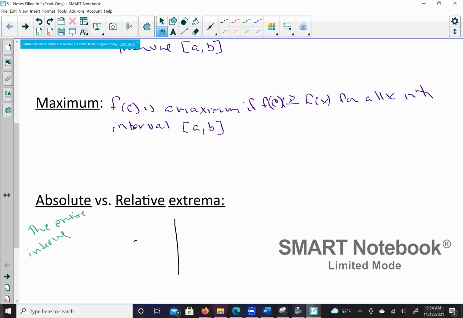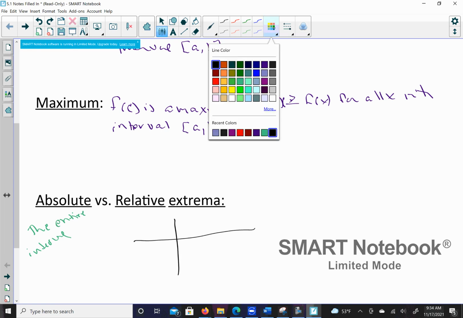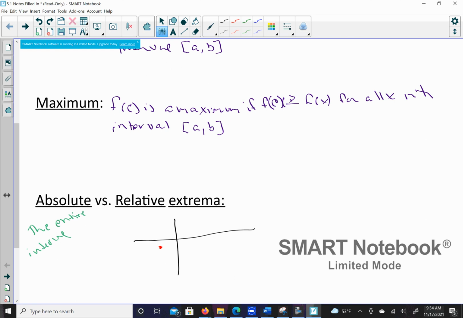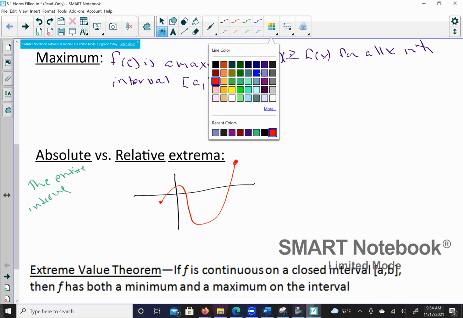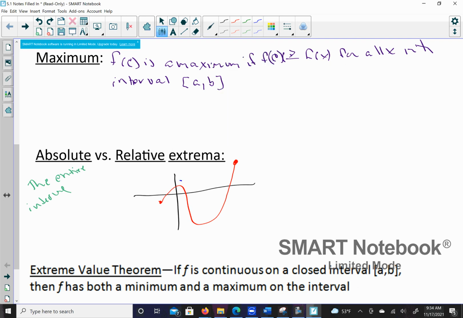So I'm going to think of this graph here, and I'm just going to draw a graph. Let's say I start here. We'll make a closed interval. I go up and I go down, and then I go up again, and I stop here. A relative extrema is those bumps. So if I talk about a relative extrema, I'm going to have a relative extrema here.